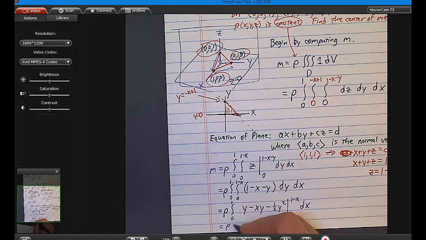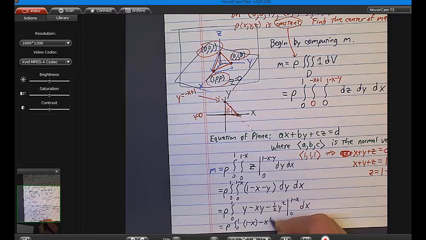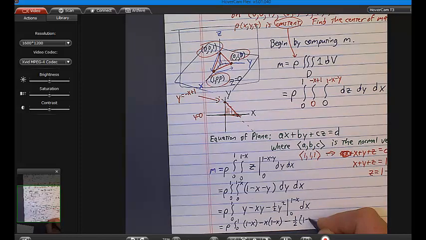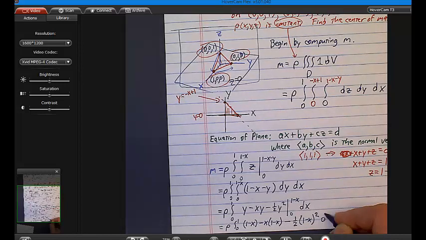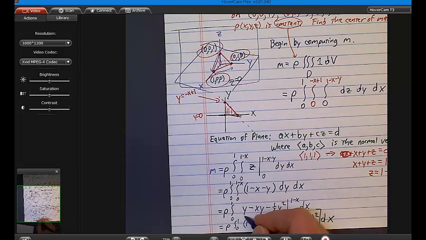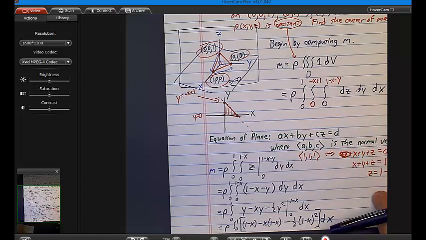So we have rho integral 0 to 1. When I throw in the 0 for y, everything's gone. When I throw in the 1 minus x, let's see what I get. I get 1 minus x times 1 minus x minus 1/2 of 1 minus x quantity squared dx. This big mess has to be integrated. Okay, running out of room. I'm going to go to the next page.